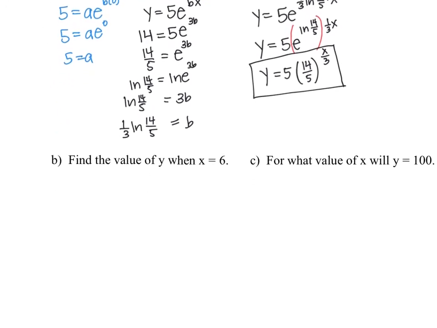Okay, now I'm going to use this equation to evaluate different points along this function. So the first one says, for b, find the value of y when x is 6. So I'm just going to plug x equals 6 into that equation that I already found. And the bigger challenge really is just the fact that we do not have a calculator. X is 6.